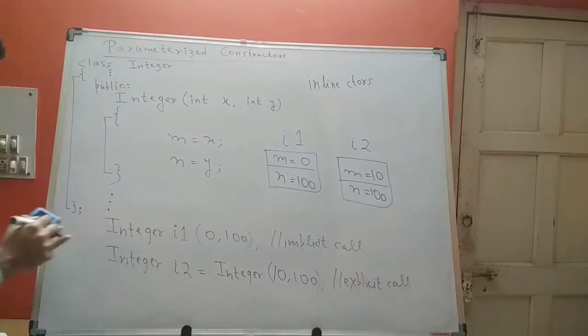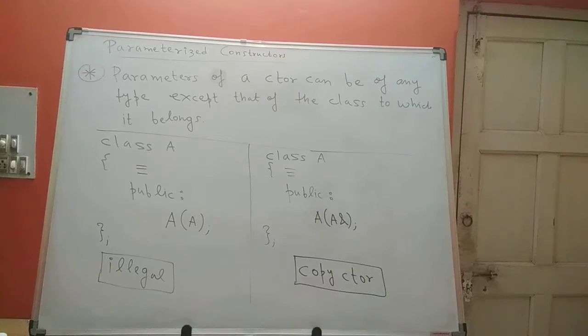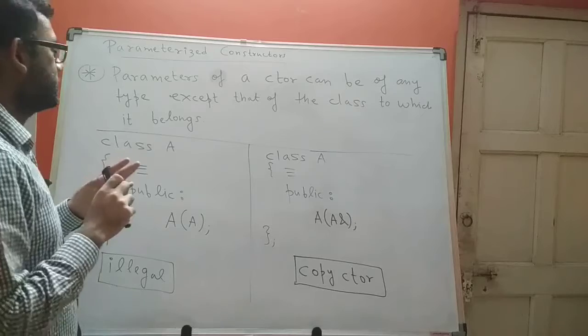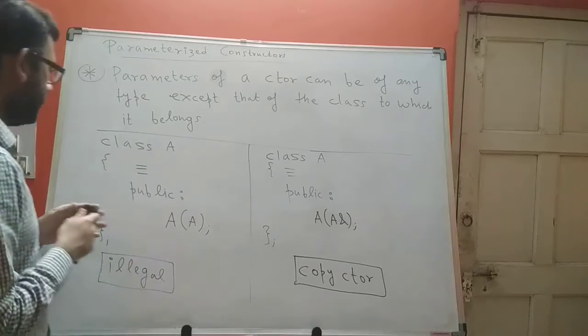So I hope you have understood how a parameterized constructor works. Okay, now let me move on to how a parameterized constructor can be used to take in more different types of arguments. Let's see another example of a parameterized constructor. Now look at this. Parameters of a constructor can be of any type except that of the class to which it belongs. So I've taken two examples.